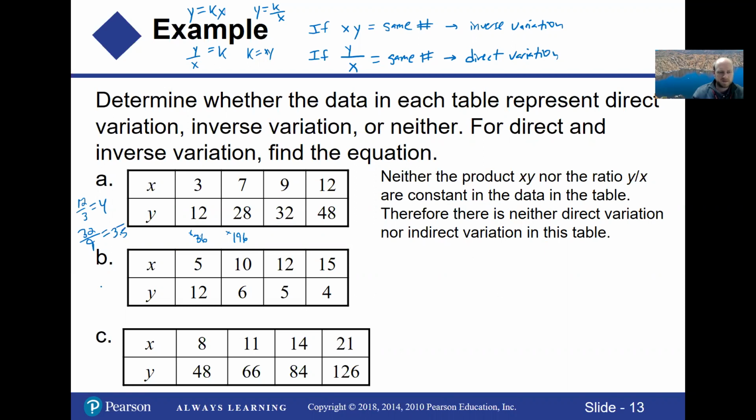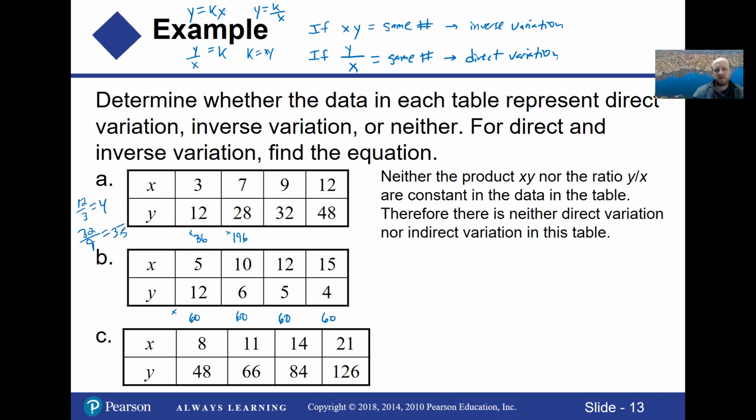X times y. What's 5 times 12? 5 times 12 is 60. 10 times 6 is 60. 12 times 5 is 60. 15 times 4 is 60. So what is this one going to be? When I multiply all the x's times each y value, I'm going to get inverse variation if they're all the same number. In this case, they're all 60.